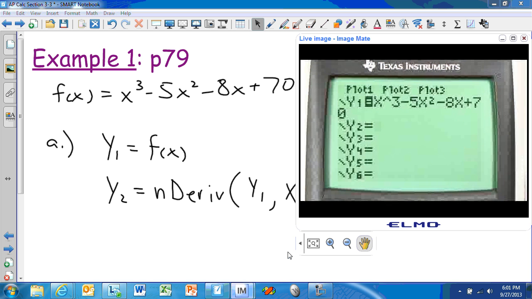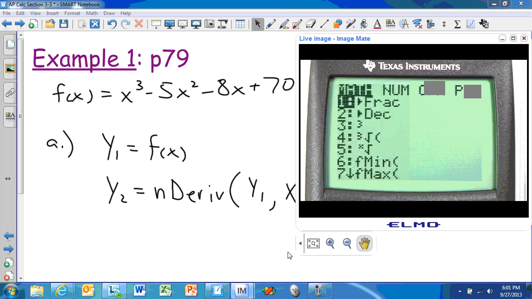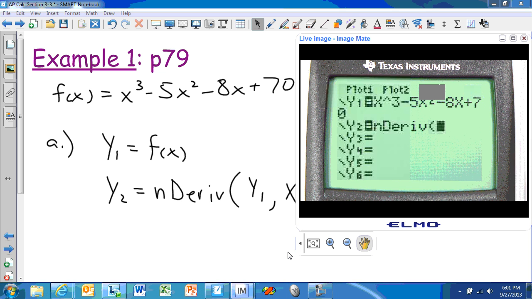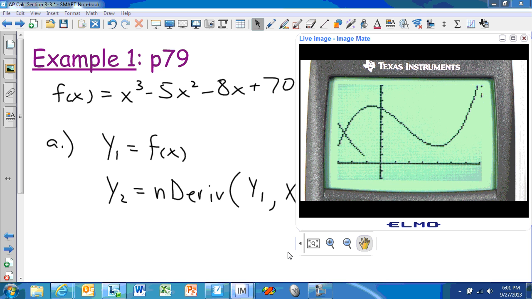So let's try that out. In y2, nderiv, my function is in y1, my variable is x, and my value is x. And we'll go ahead and graph it. Now you'll notice that it'll take a little bit of time to sketch this, and the reason for that is because, first of all, it's got the nderiv command in there, which takes a little bit of time to crunch those numbers. But on top of that, it's referring back to function y1, so it takes a little bit more time even. But nonetheless, we get a very nice sketch of this function. So there's our function and our derivative function.